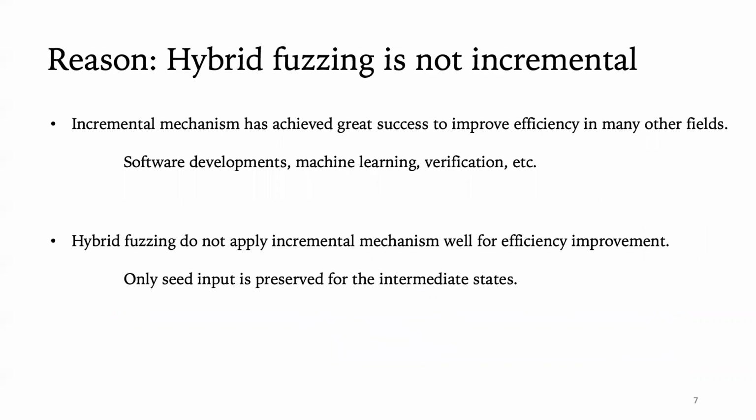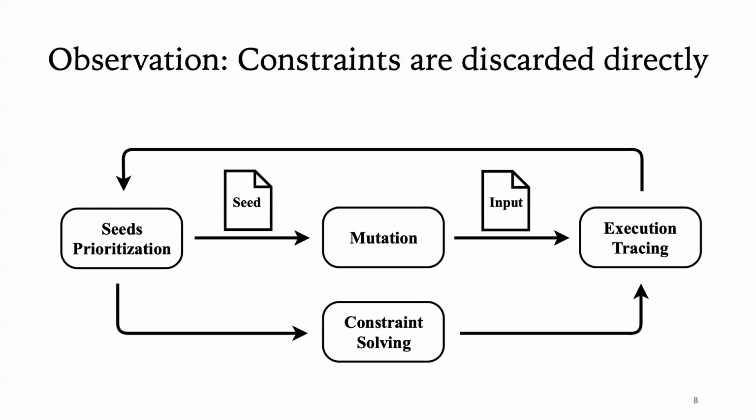We analyzed the reason: existing fuzzing techniques do not apply the incremental mechanism well. The incremental mechanism is designed for improving efficiency, and has achieved great success in other fields. However, in hybrid fuzzing, only seed inputs are preserved at the intermediate stage, which cannot support the incremental mechanism well. For instance, hybrid fuzzing takes a huge time cost to collect and generate a seed input for fuzzing.